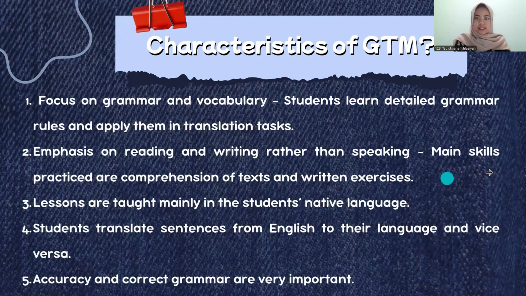And then the next one is characteristics of GTM. There are 5 characteristics. The first one is focus on grammar and vocabulary. It means students learn detailed grammar rules and apply them in translation tasks. The second one is emphasis on reading and writing rather than speaking. It means the main skills practiced are comprehension of text and written exercises.